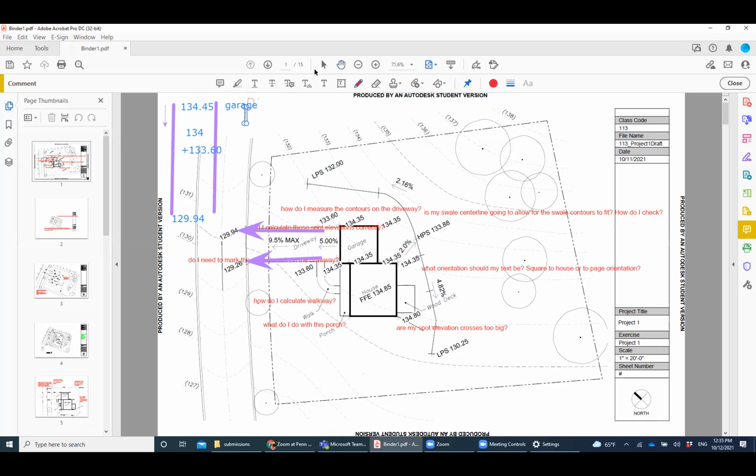Yeah, I'm sorry. The ability to draw on the screen is, so 0.75, you need to deduct 134.45 minus 0.75. And just to clarify, the FFE is 134.35. Is that what you're referring to? Oh, right. Yeah, my bad. Okay, I just wanted to make sure.